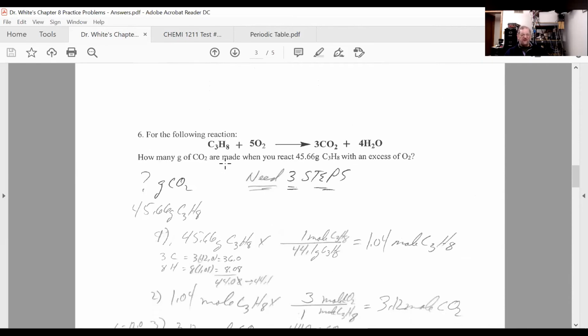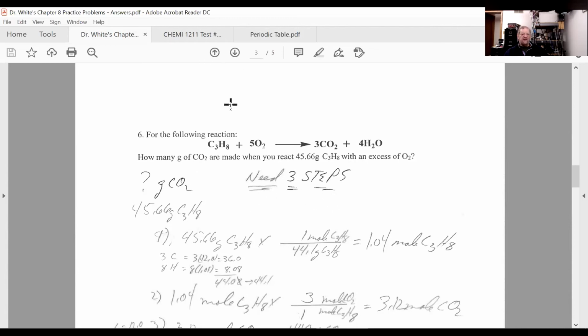Ooh, let's do this one. By the way, C3H8 is propane. That's the gas, or liquid actually, but the gas you use with oxygen for your barbecue. And this also gives off heat in combustion. For the following reaction, how many grams of CO2 are made when you react this amount of C3H8 propane with an excess of oxygen? Excess of something, ignore that. So we're trying to go from weight, grams, how many grams of CO2, and we're starting with grams of propane, C3H8.